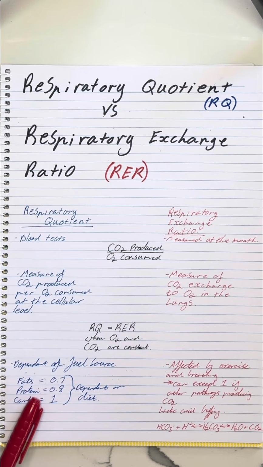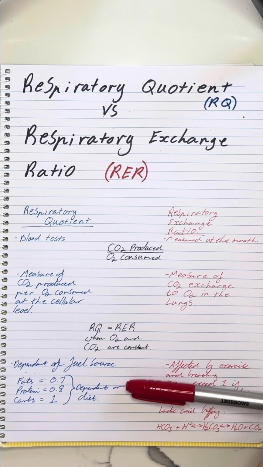For protein, the ratio is 0.8, meaning that for every CO2 produced, you would expect about 1.2 oxygen consumed. For fats, it's 0.7, which again, for every 1 CO2 produced, you would expect about 1.4 oxygen consumed.